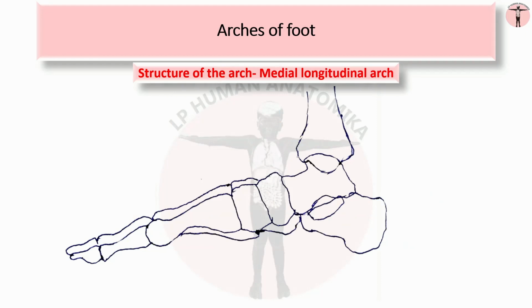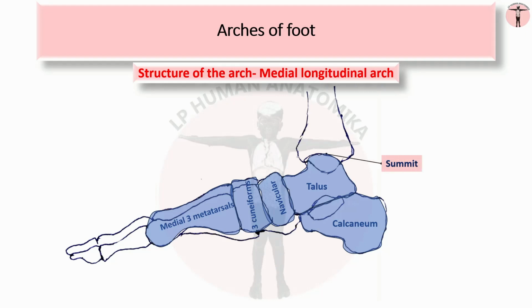The bones of the arches are responsible for the formation of the arches. An examination of an articulated foot or a radiograph of the foot shows the bones that form the arches. Let us discuss the structure one by one. Medial longitudinal arch consists of the calcaneum, the talus, the navicular bone, the 3 cuneiform bones, and the first medial 3 metatarsal bones, including 2 sesamoid bones beneath the first metatarsal head.